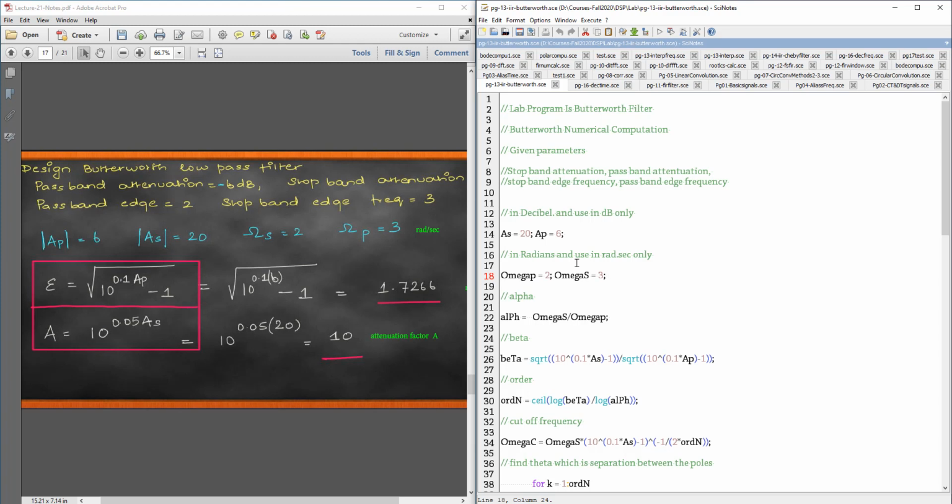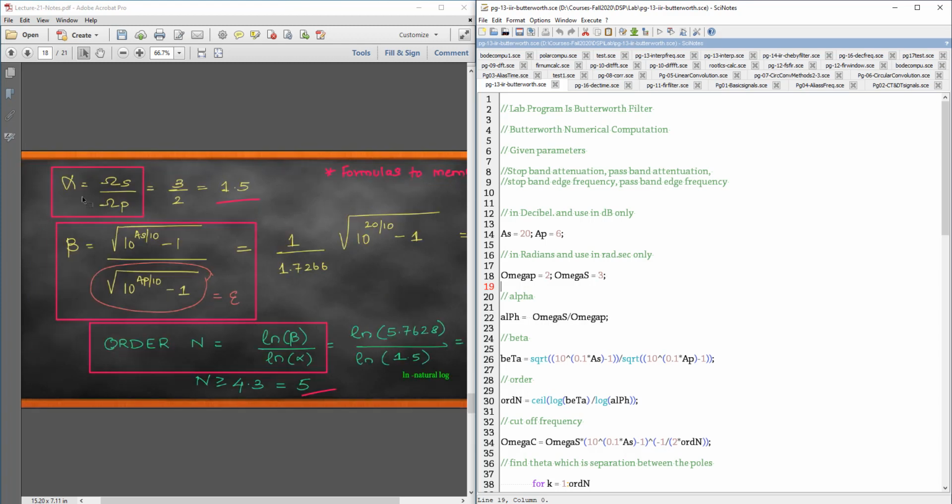Good. So these are the given parameters. AP is 6, AS is 20, omega P is 2, and omega S is 3. I've just taken this as it is in the question, so we're going to solve this question. For any filter, you need these 4 parameters, because if you know the Butterworth response, these 4 parameters are more than enough to design your Butterworth filter.